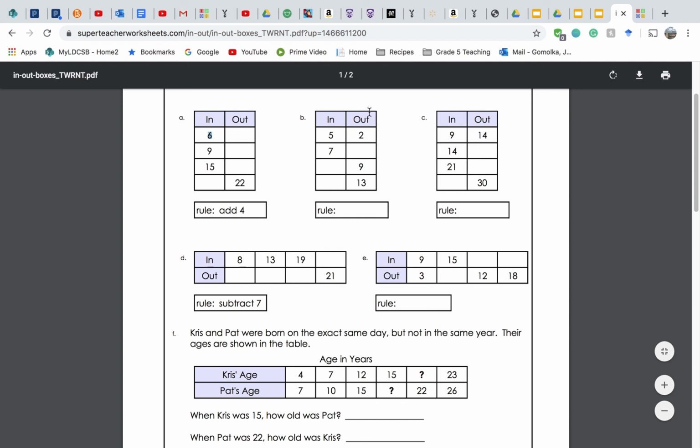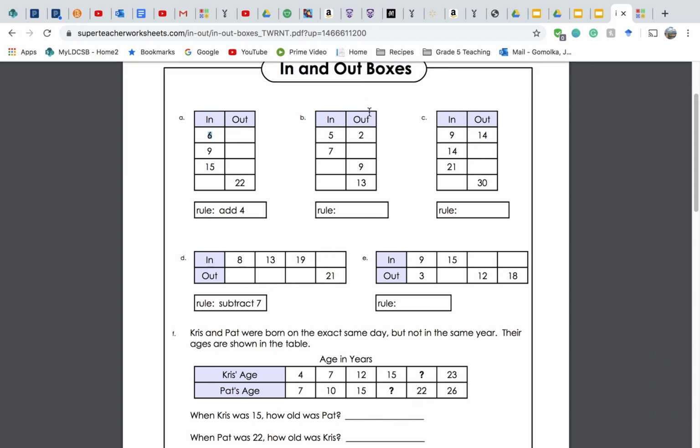So you have to look at the pattern rule and make sure if you have the out number and you're trying to find the in number, you are doing the opposite of that rule. So instead of adding 4, you might be subtracting 4. Instead of subtracting 3, you might be adding 3. So you just have to pay attention and make sure your pattern makes sense. So make sure that your numbers make sense with one another.